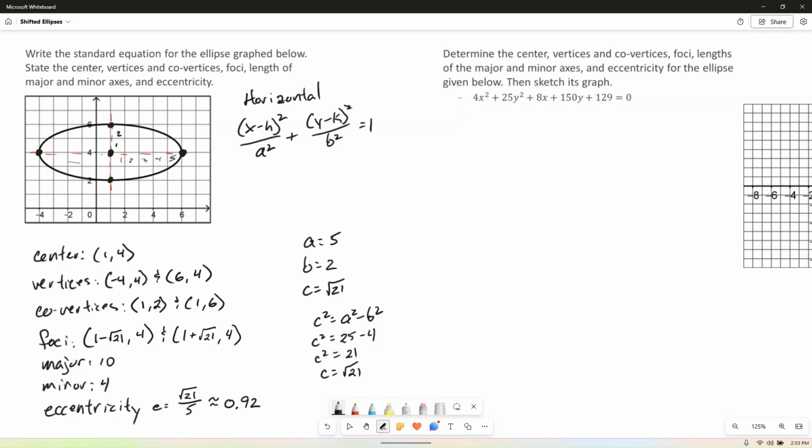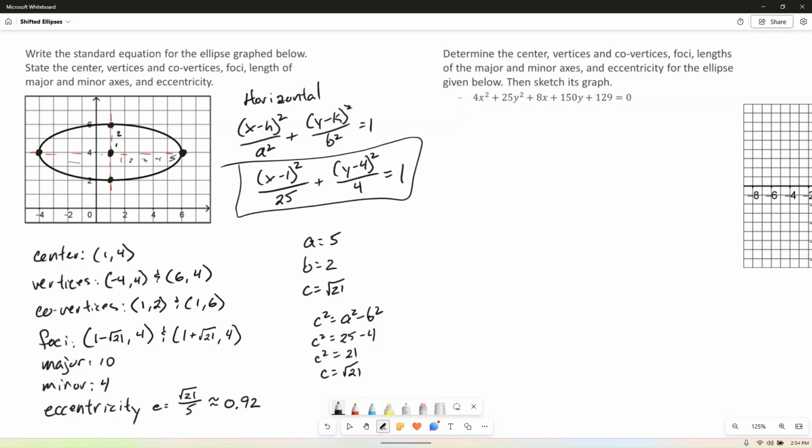All right, we have everything we need, all the key characteristics. We just need to write the equation of our ellipse. So the h and the k come from the center, and then the denominators come from our a and our b values. So we're going to have (x minus 1) quantity squared divided by 25 plus (y minus 4) quantity squared divided by 4, and that's equal to 1.